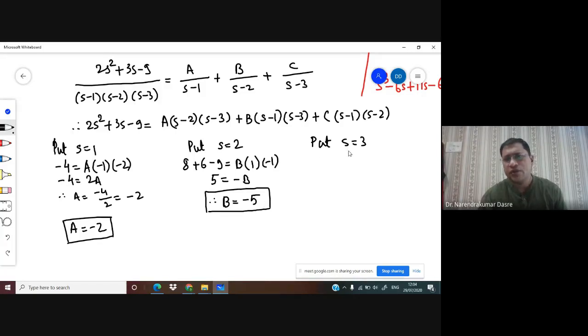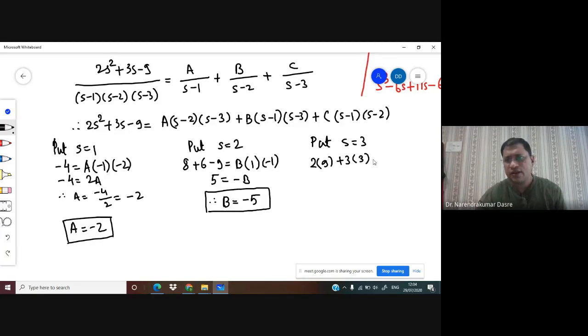Now we want to evaluate C. For this, you can see if I put s is equal to 3, this term is going to be 0. So this term is 0. Here, if I put s is equal to 3, then this term is going to be 0, and hence the product is going to be 0. Now we have to evaluate the left hand side. So for the left hand side, we have 2 into 9 plus 3 into 3.